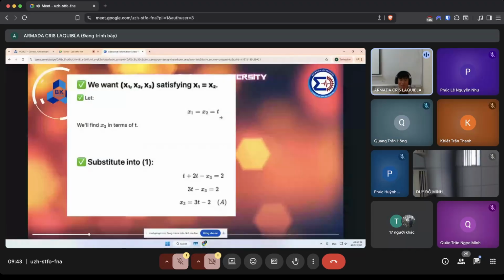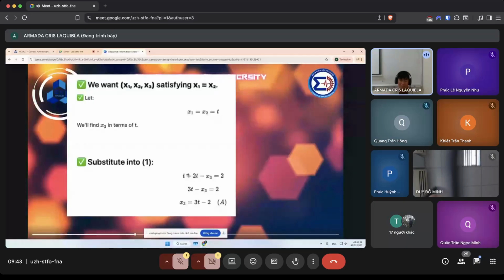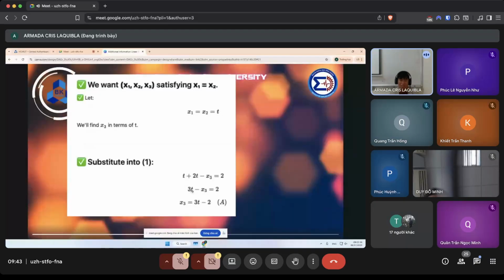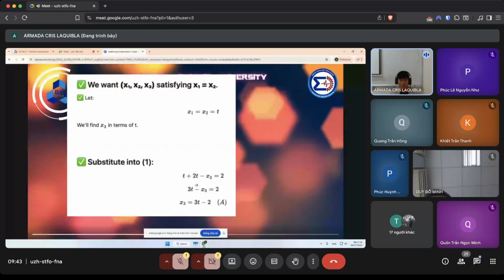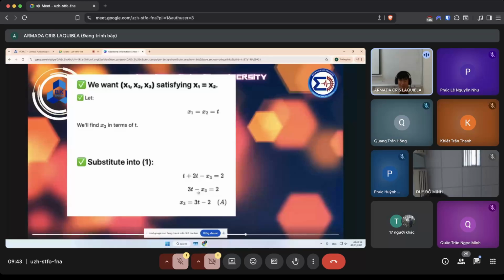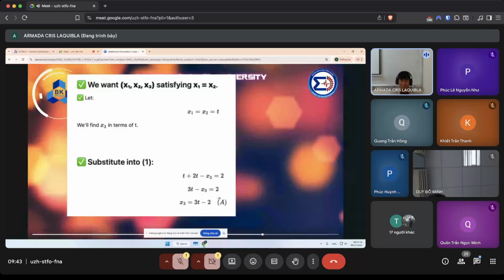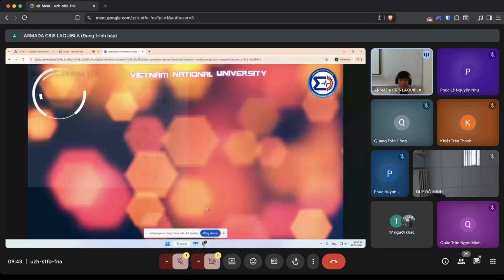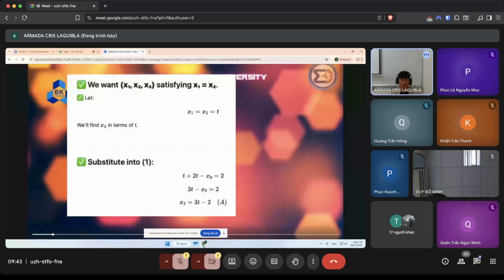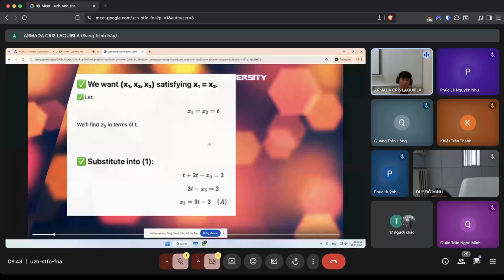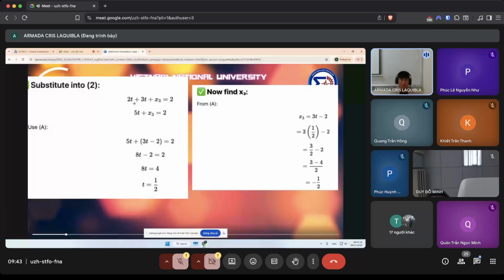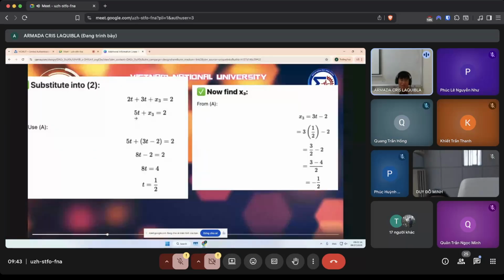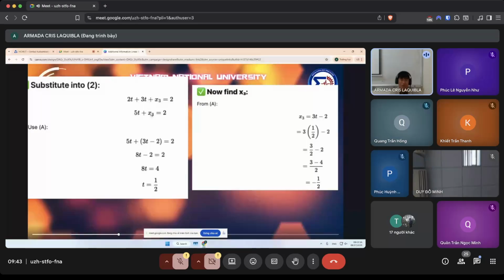Now substitute that in your equation 1. This becomes t plus 2t, and this is 3t minus x3. Transfer x3 to the other side and transfer 2 there. So 3t minus 2 is equal to x3. That is your first equation. This is equation A now. Now you substitute it in your equation 2. Your t is your x1 and x2 there. So we have 5t plus x3 is equal to 2.